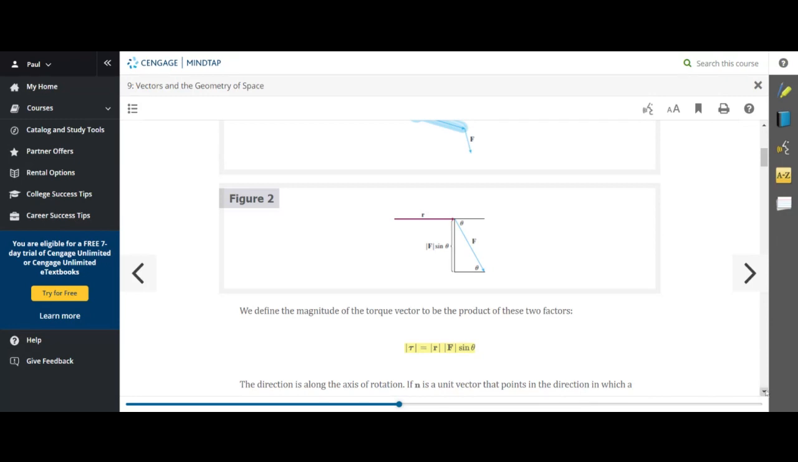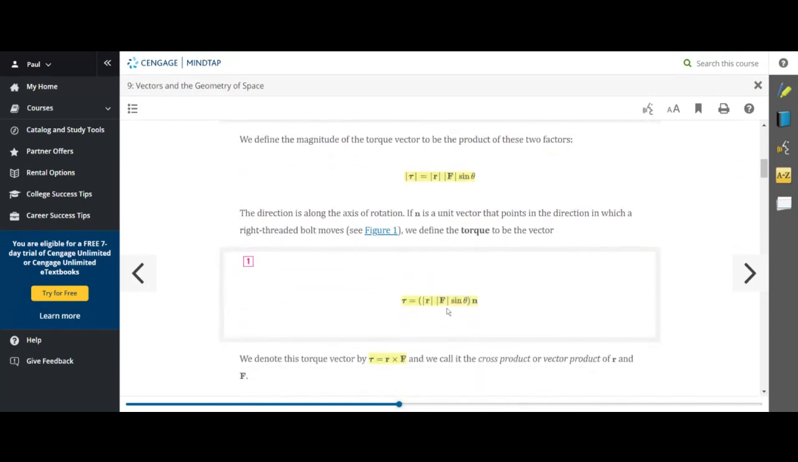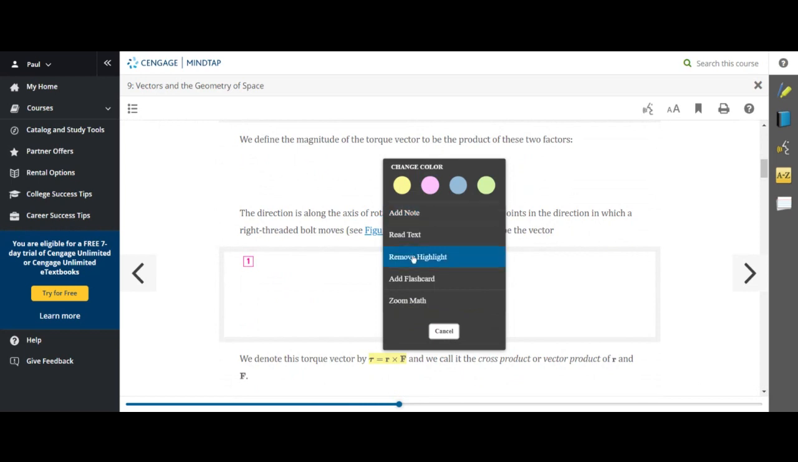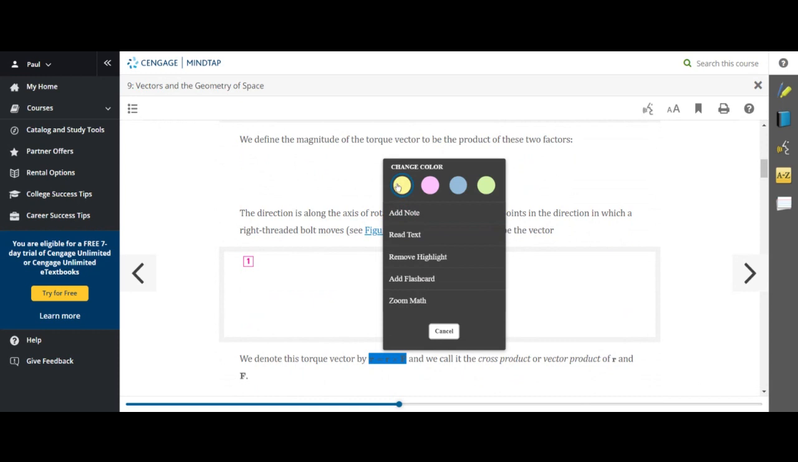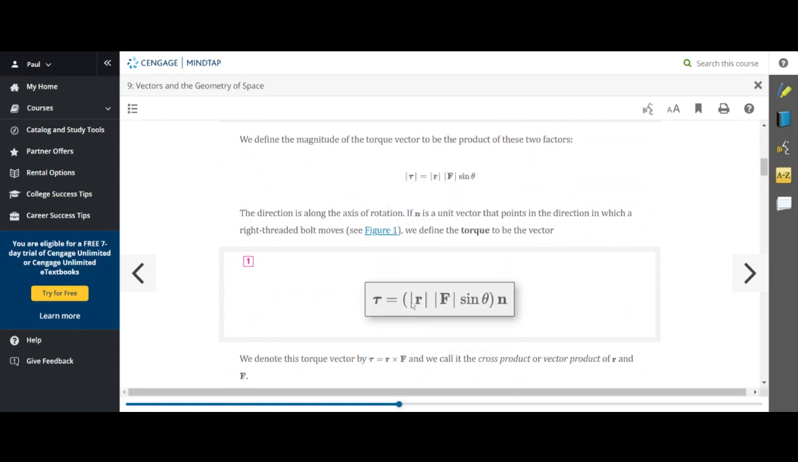And if you want the actual torque vector, remember the torque vector is a vector. So it would be the magnitude of the torque times the normal vector that goes into the wall. Okay, and you can actually determine what direction the normal vector is using what's called the right-hand rule.